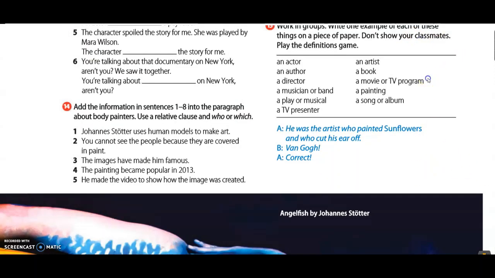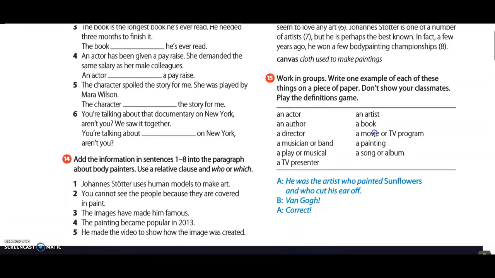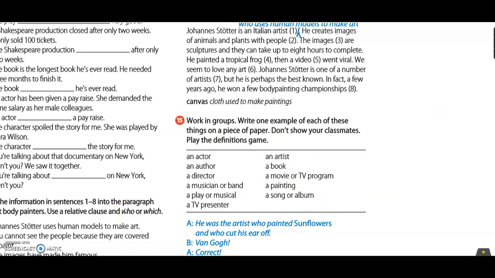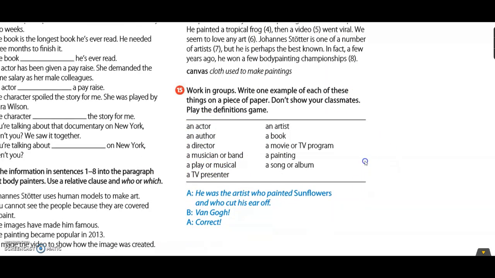Okay guys, so we have the last exercise, and the instructions are: working in groups, write one example of each of these things on a piece of paper, don't show your classmates, and play the definition games. As we know guys, we can work in groups, but we are going to do it by ourselves, and we are going to choose just 5 of these examples to make our work. As I said guys, you have to choose 5 of these examples and do the exercise like here.